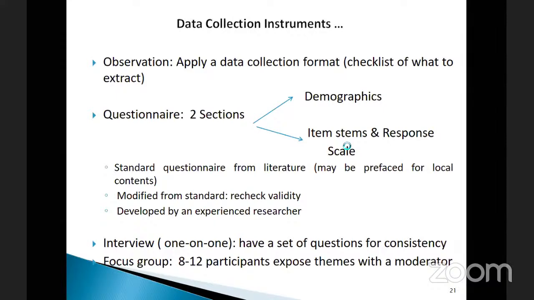Now, the questionnaire we use for a study may be a standard questionnaire, which you can get from literature. And here we are saying it may be prefaced for local content. What do we mean by prefacing? The questionnaire you are using is likely going to be one that was developed for use in an advanced country.